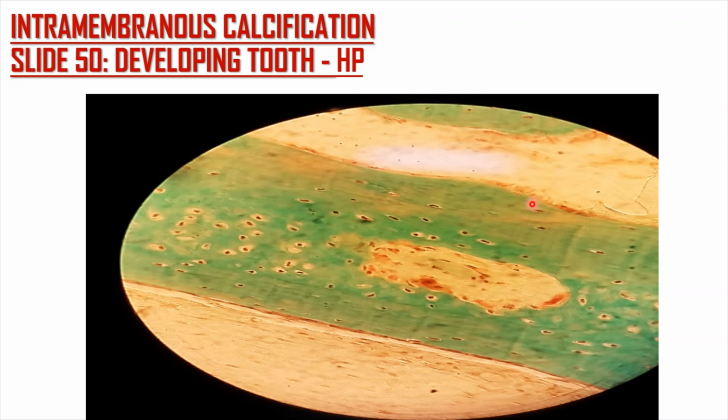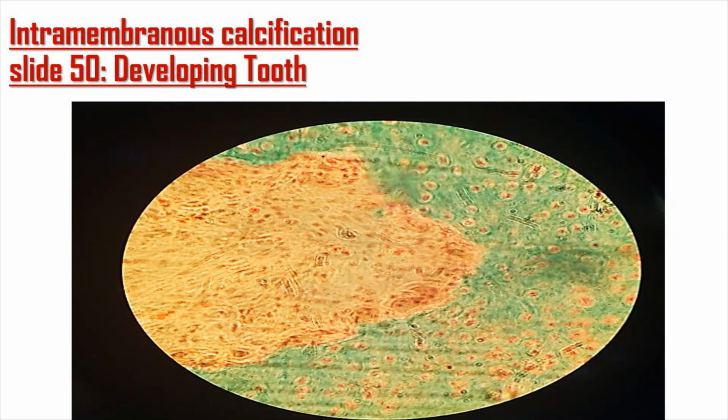So this is all about intramembranous ossification or calcification that happens in a developing tooth. In your histological examination or practical exam, if they ask you what slide this is, it is a developing tooth showing intramembranous calcification. It's very easy to identify because it's the only slide that appears green in histology at UNZA. Okay, let's move on to endochondral ossification. This is just high power intramembranous calcification, showing how your bone tissue is forming inside of your membranes.